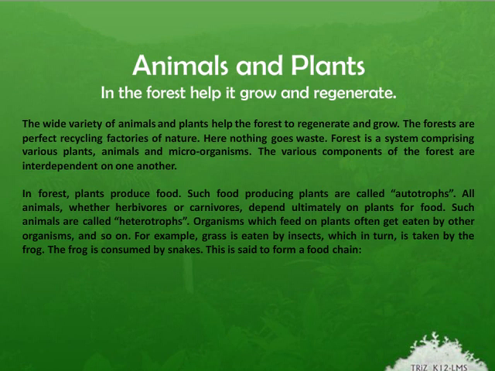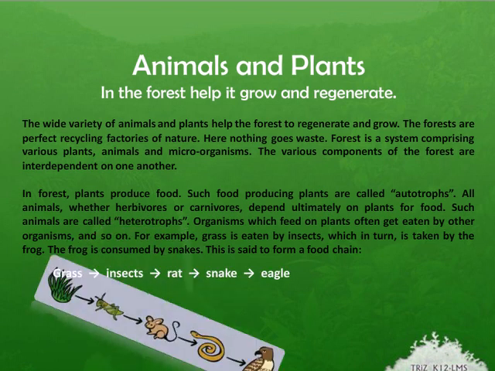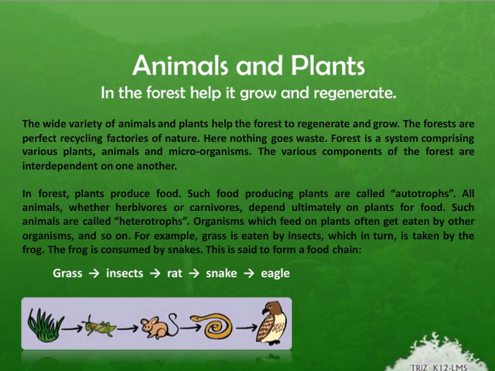In the forest, plants produce food. Such food-producing plants are called autotrophs. All animals, whether herbivorous or carnivorous, depend ultimately on plants for food. Such animals are called heterotrophs. Organisms which feed on plants often get eaten by other organisms, and so on. For example, the grass is eaten by insects, which in turn are eaten by the frog. The frog is consumed by snakes. This is said to form a food chain: grass, insects, rat, snake, eagle.